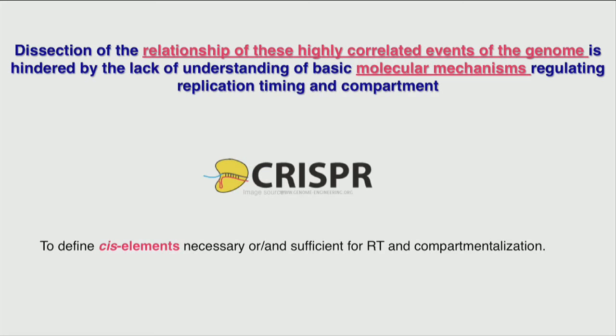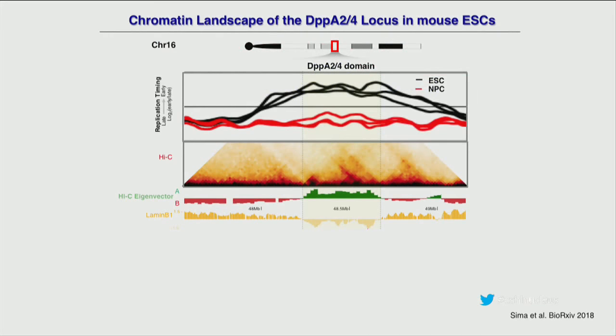compartmentalization and replication timing. So to that end, I want to use CRISPR-mediated deletions and inversions to identify cis elements that are responsible for these processes. So this is our favorite domain. It is called the DPPA2/4 domain, localized on chromosome 16 in mouse embryonic stem cells. It replicates uniquely early in embryonic stem cells and switches to late replication during neuroprecursor cell differentiation.